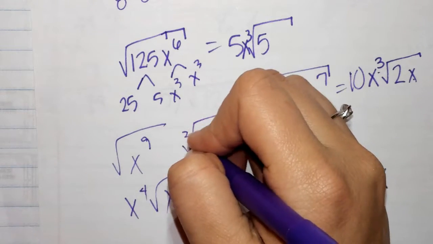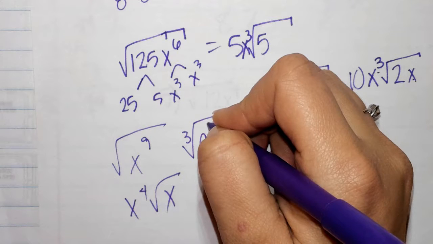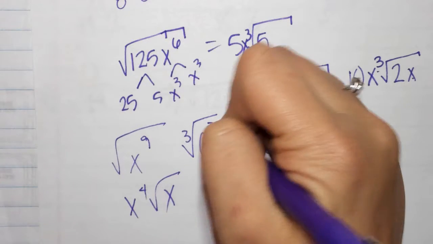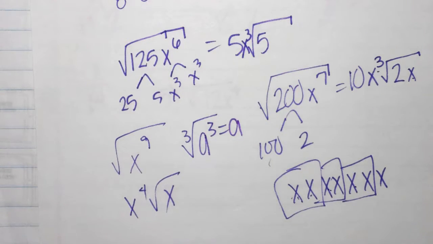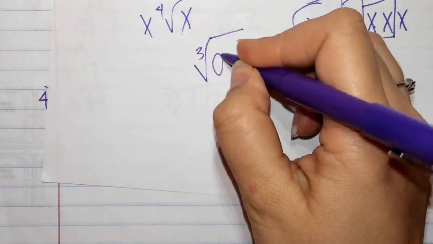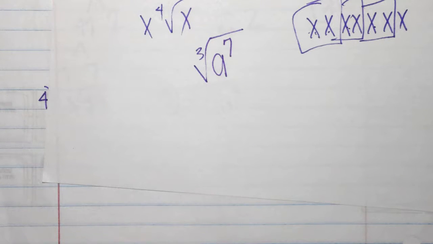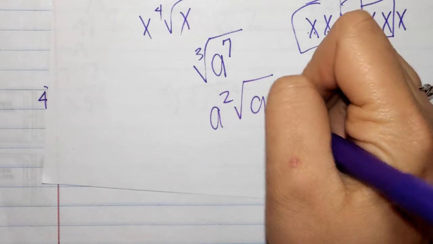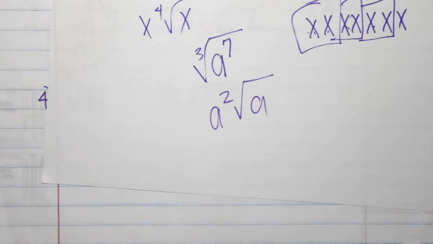All right. What if I said the cubed root of a cubed? You're going to have a on the inside or the outside? Outside. This is just a. Patrick and Cheney both take a point. All right. What if I said the cubed root of a to the 7th? It's going to be a to the 2nd on the outside, and then the inside is just a. Good. Take a point.